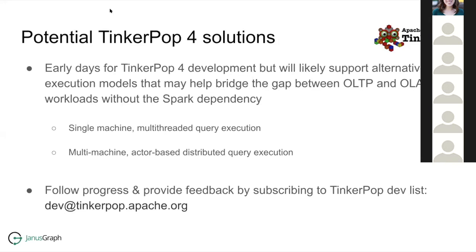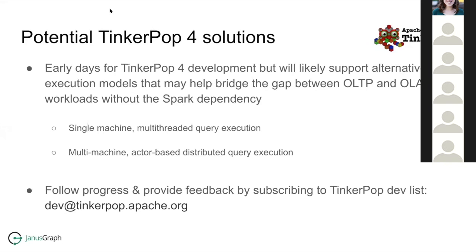And a few of the interesting things that I've seen so far are, in addition, potentially new execution models. For one, an actual single machine multi-threaded execution model for doing OLTP queries, but actually parallelizing them. That's pretty interesting, especially for this in-between ground where we're not looking at the whole graph, like Ryan mentioned. And then also a multi-machine actor-based distributed query execution model, using something like Akka, for example.